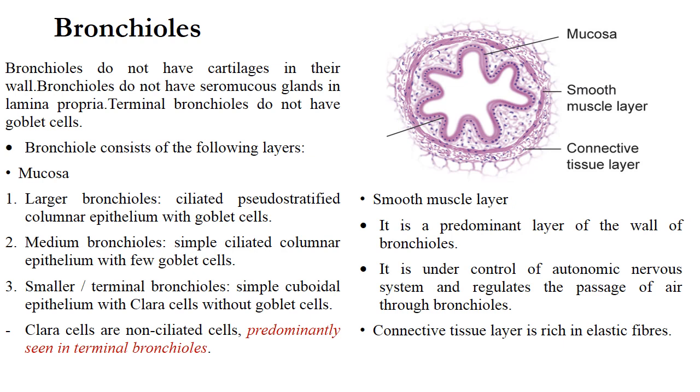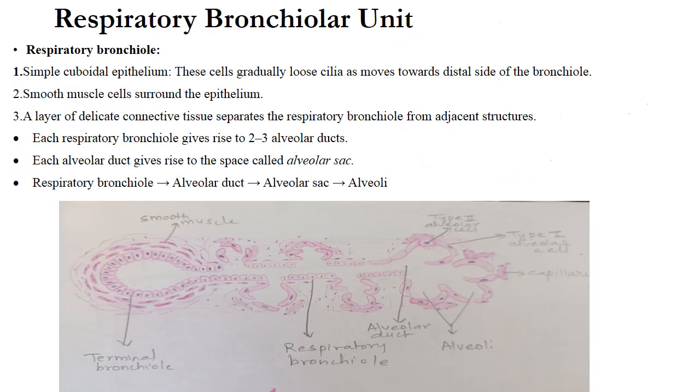After the smooth muscles, we have the connective tissue layer. Bronchioles are also surrounded by a small amount of connective tissue that separates the bronchiole from adjacent structures, and the connective tissue is rich in elastic fibers. The respiratory bronchiolar unit is the smallest functional unit of the lung. It has a single respiratory bronchiole and alveoli.